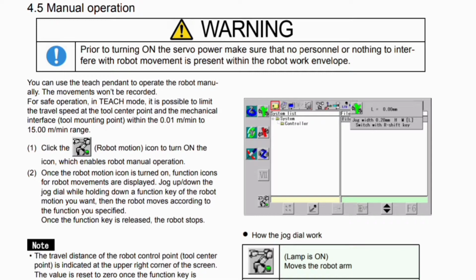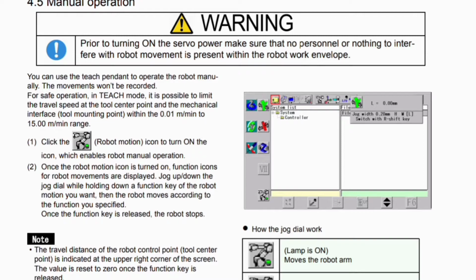You can use the Teach-Pendent to operate the robot manually. The movements won't be recorded. For safe operation in teach mode, it is possible to limit the travel speed at the tool center point and the mechanical interface tool mounting point within the range of 0.01 meter per minute to 15 meters per minute.